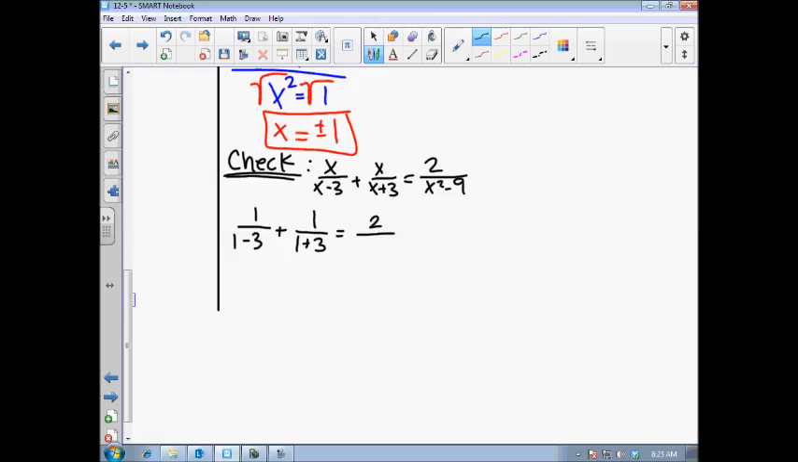Now when you're squaring, good practice would be to put parentheses, in case the number we're squaring is actually negative. It has to be in parentheses, so we square the sign too. Okay? So, let's simplify. In this denominator, what is 1 minus 3? Negative 2. So that would be the same as negative 1/2, because it's a negative 2. What's the sum here? 1 plus 3, so 1/4, equals 2 divided by, what's 1 squared? 1. Minus 9, negative 8.